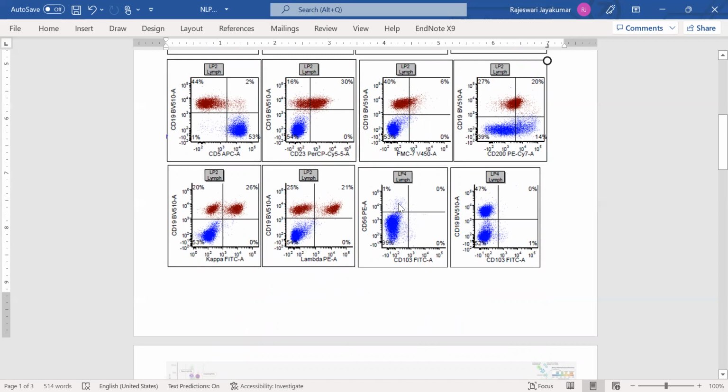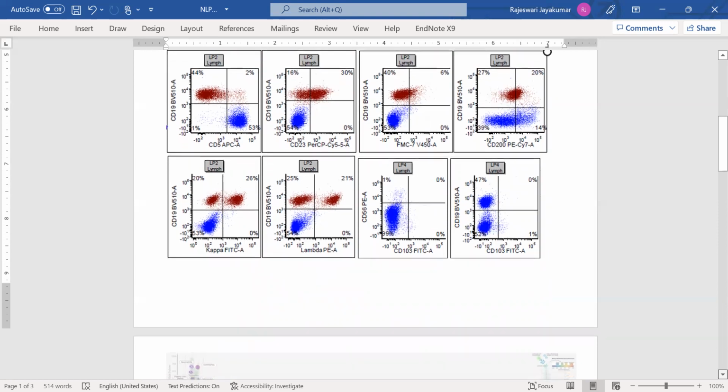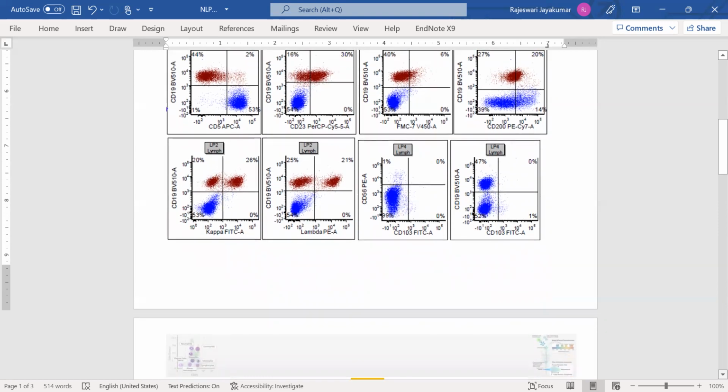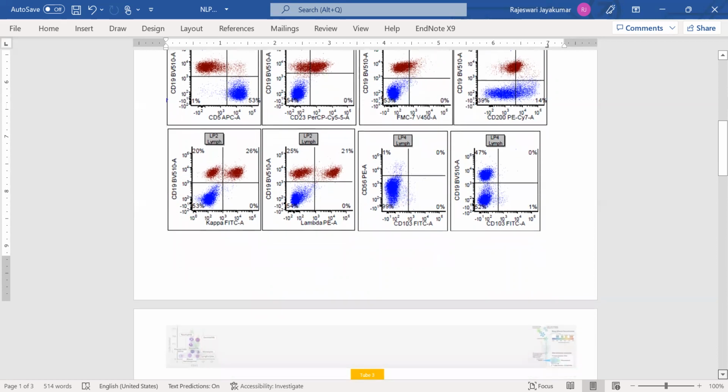They are negative for CD103, negative for CD56. So CD103, if you remember, is a hairy cell marker, so that is negative. Anyway, we see only polyclonal B cells. So there is nothing neoplastic or abnormal in the B cells.